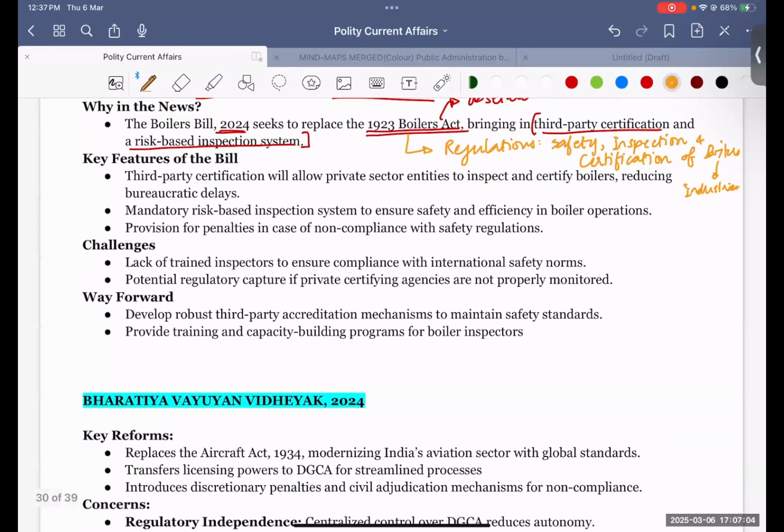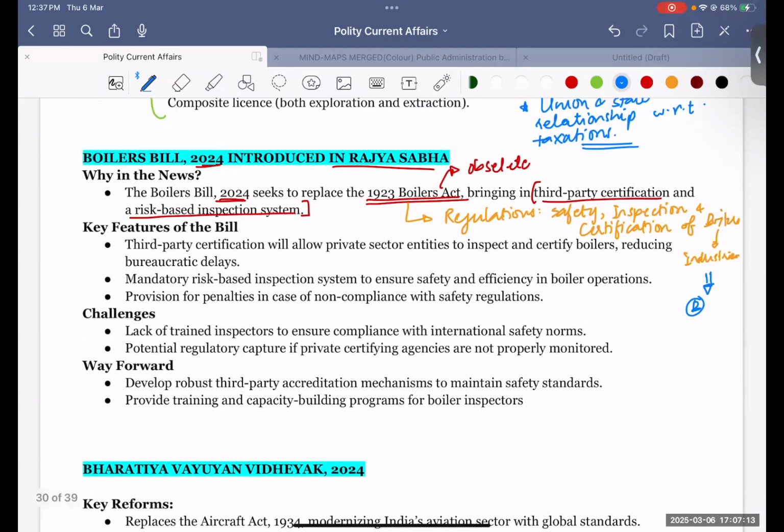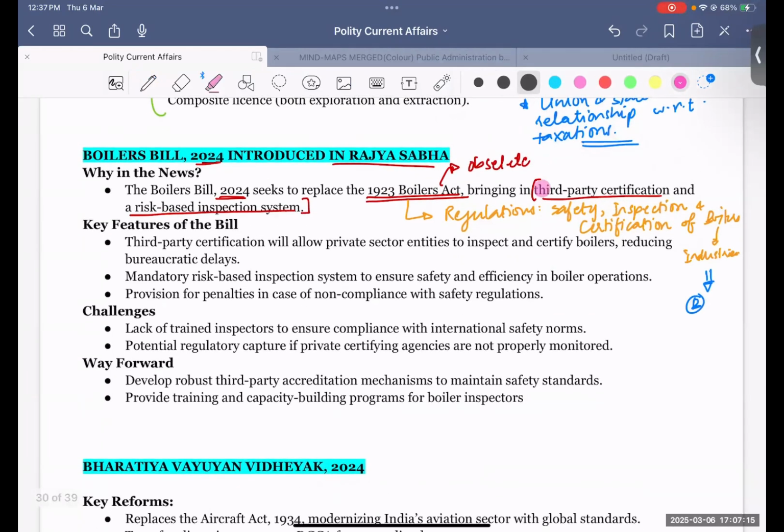So earlier, who used to do this? The executives, okay, basically the bureaucracy. Bureaucracy used to do this earlier. So with the new bill that has been brought, what is changed is that now we have third-party certification.